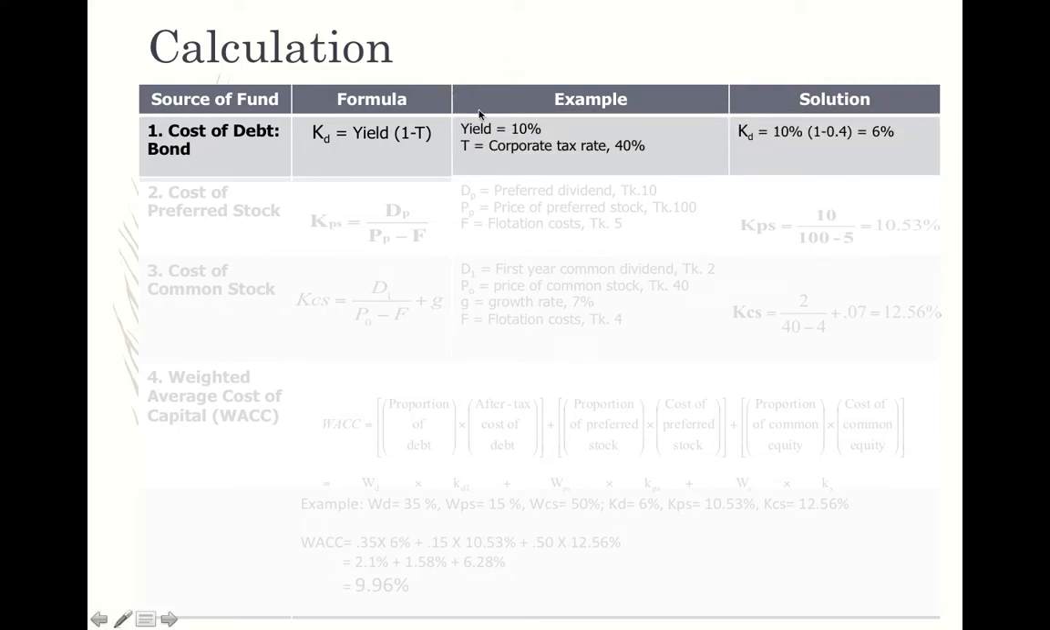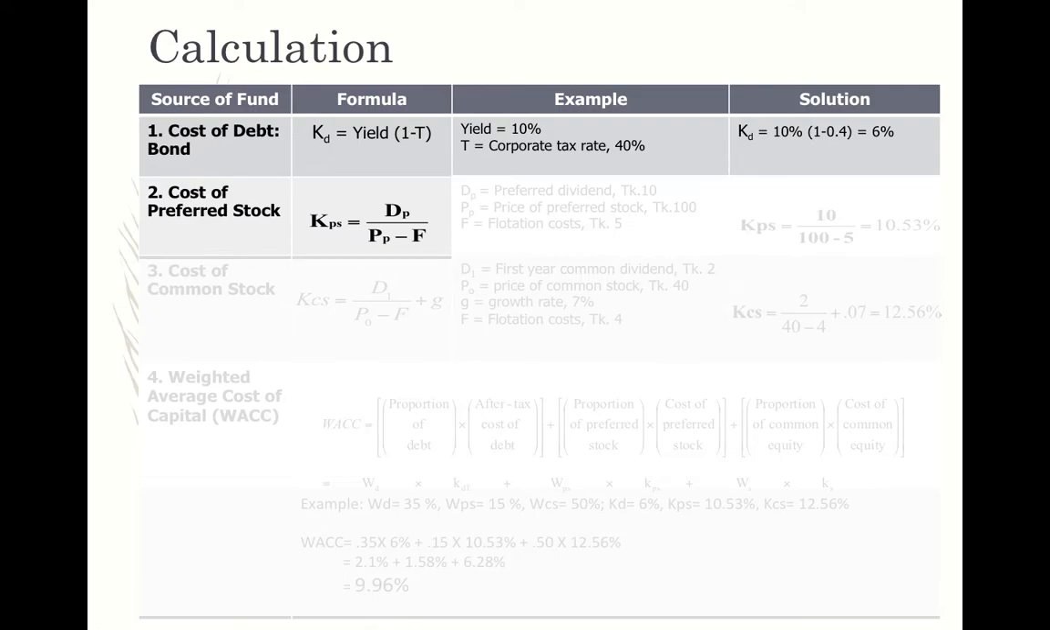Let us assume that yield is 10% and the applicable tax rate, that is the corporate tax rate, is 40%. So in that case, by applying this formula for calculating the cost of debt, it would be 10% multiplied by 1 minus 0.4. 0.4 is coming from this 40% tax bracket, so 1 minus 0.4, and ultimately the cost of debt would be 6%.